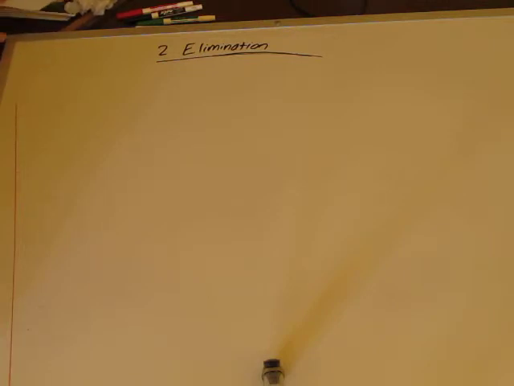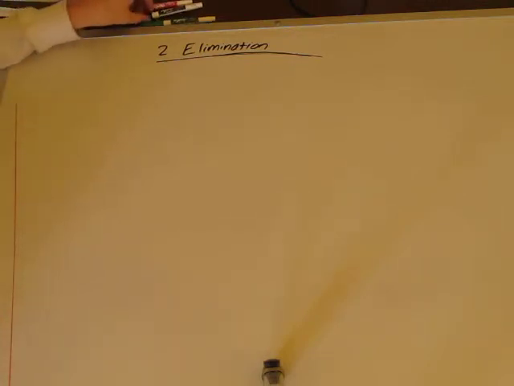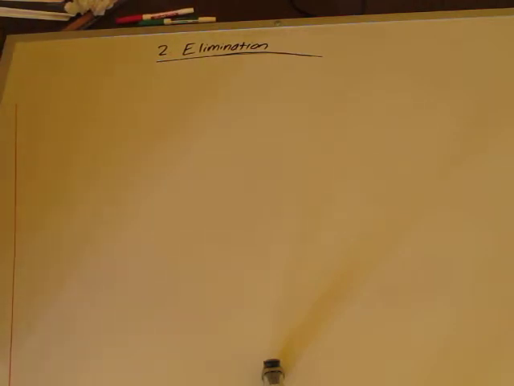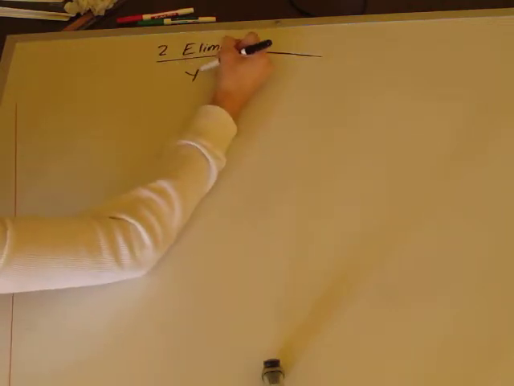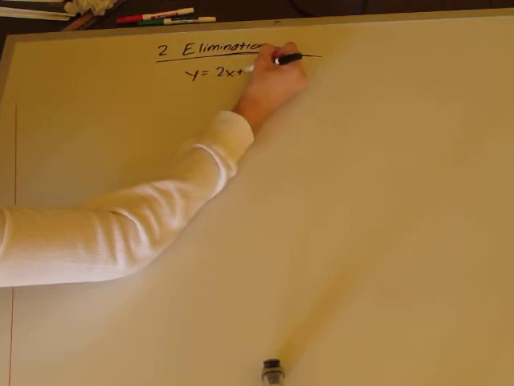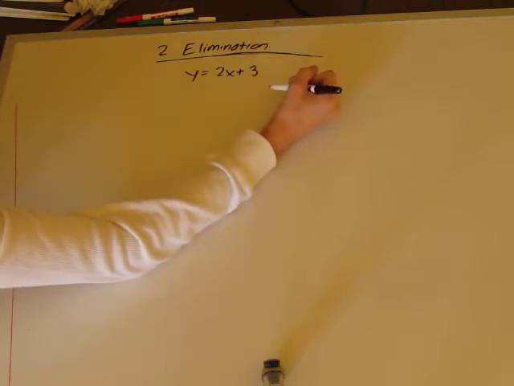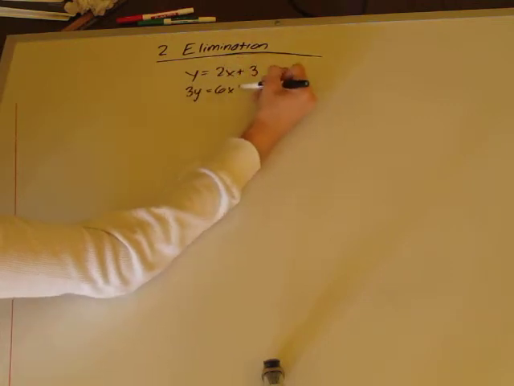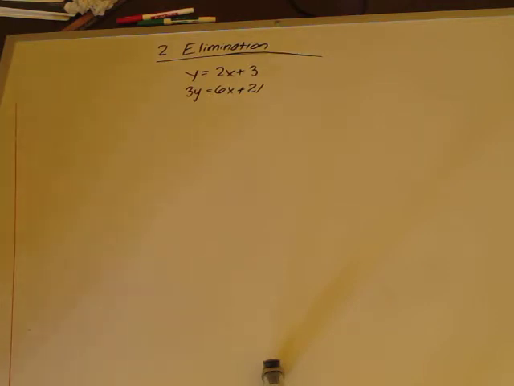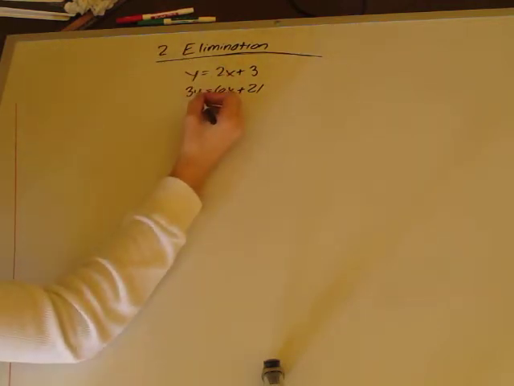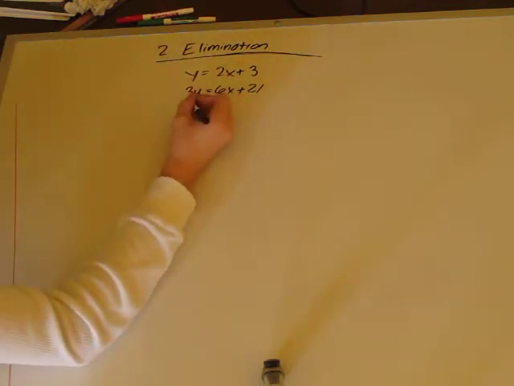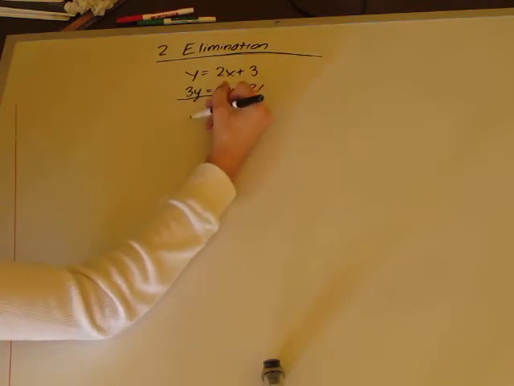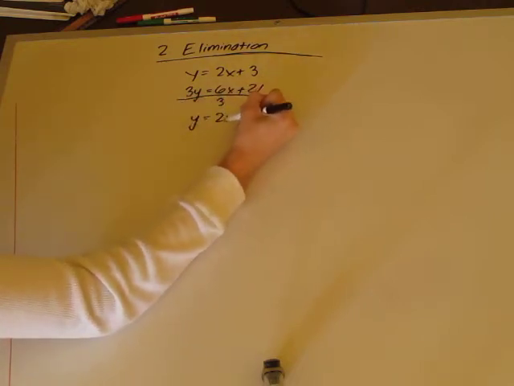Okay, so we've worked with equations where we get the same solution. What's going to happen if we have two parallel linear equations? Well, parallel is when we have the same slope. So let's say y equals 2x plus 3, and then 3y equals 6x plus 21. Let's put this in the form y equals mx plus b. We're going to divide the whole thing by 3, and that's going to give us y equals 2x plus 7.